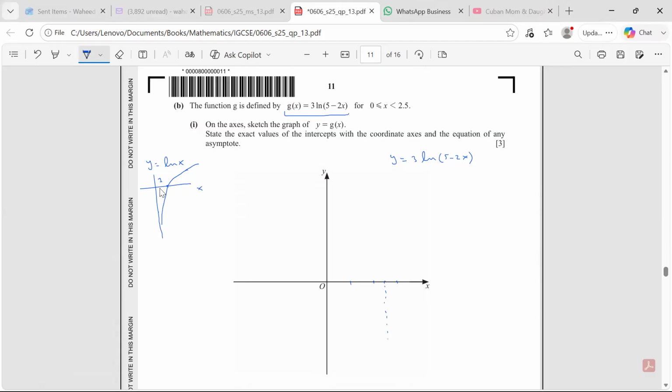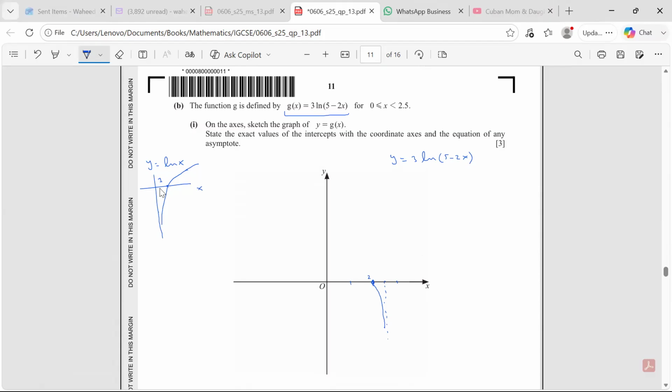Okay, and when x is equal to 2, so 5 minus 2 times 2 is 4, so 5 minus 4 is 1, so log 1 is 0. So it is over here at this point. So we can see that the graph follows this asymptote, right?